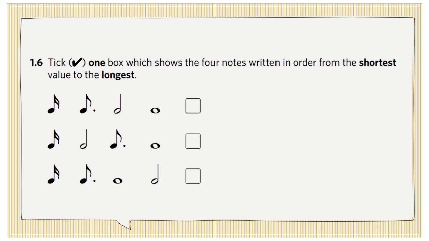And let's move on. Question 1.6. Oh, very easy. Tick one box which shows the four notes written in order from the shortest value to the longest value. Same thing first. Always, always, always highlight keywords, okay? You're supposed to tick only one box to show which notes are in the correct order from the shortest to the longest. Okay, shortest notes means the notes that have the smallest value, and longest means the note that has the biggest value. Okay, the most number of counts.